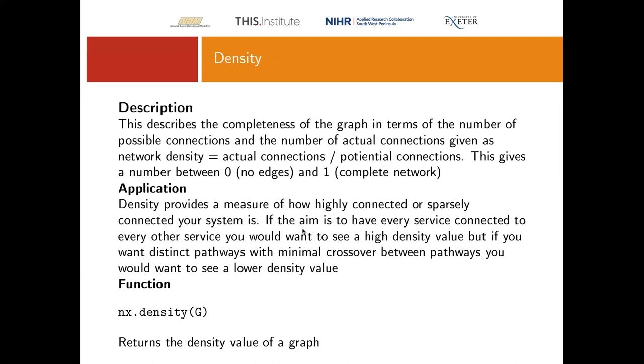In terms of the type of interactions that you want to see within your system, if you want a highly connected system where every team is talking to every other team or every department is interacting with every other department, then you'd want a higher density. But if you want more discrete pathways with minimal crossover between pathways, then you'd want to see a much lower density value. And this is what makes NetworkX so powerful, the functions are very simple. For density, it's just density, you pass in the graph object, and that returns your density value.